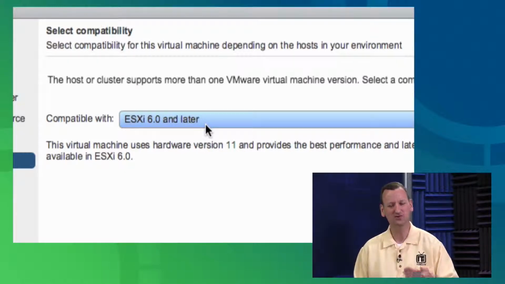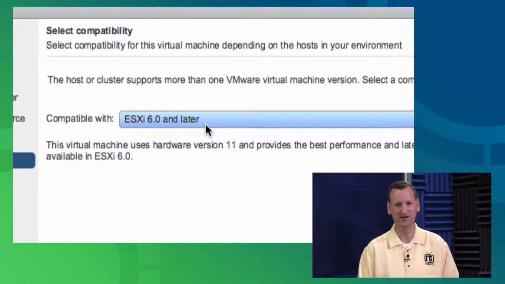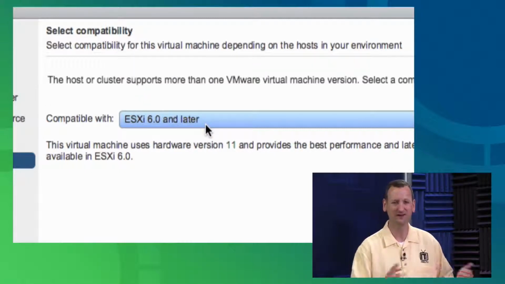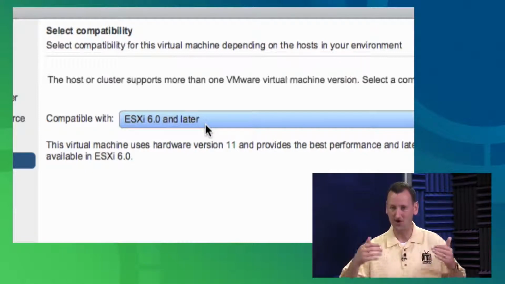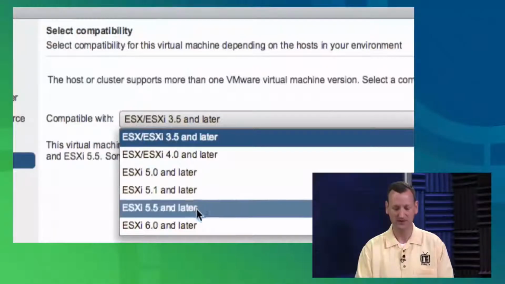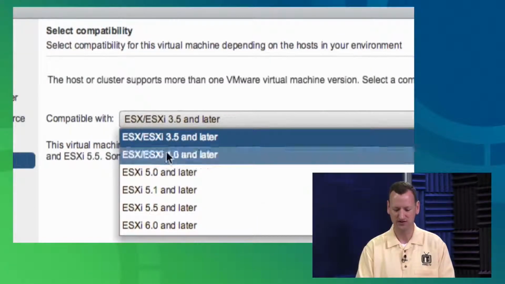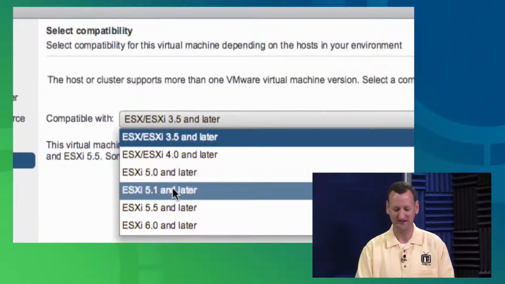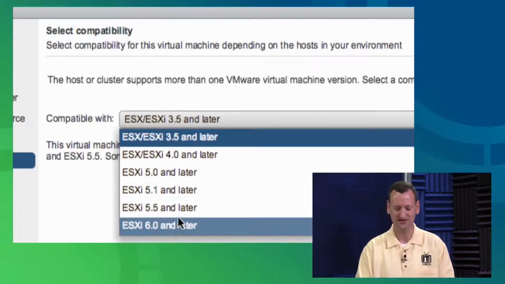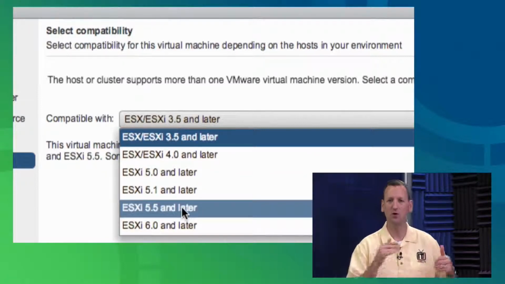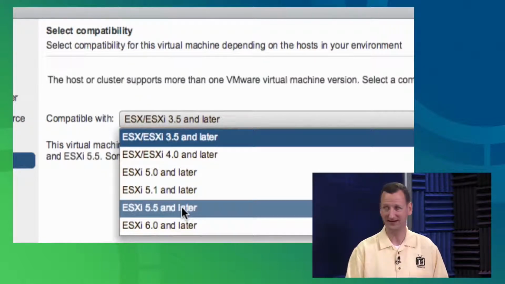If I create a virtual machine that only runs on 6.0 and later, I will not be able to fail it over to my other hosts, okay? So if I have all ESXi 6 hosts, this is great, it works fine. But if I have a mixed environment, I need to pick the lowest common denominator. And VMware, with each version, they add new features. So if I drop this down, you'll see where I can pick between each of the different versions, 3.5, 4, 5, 5.1, 5.5, and 6. I need to pick the oldest version that I'm still supporting in my data center.